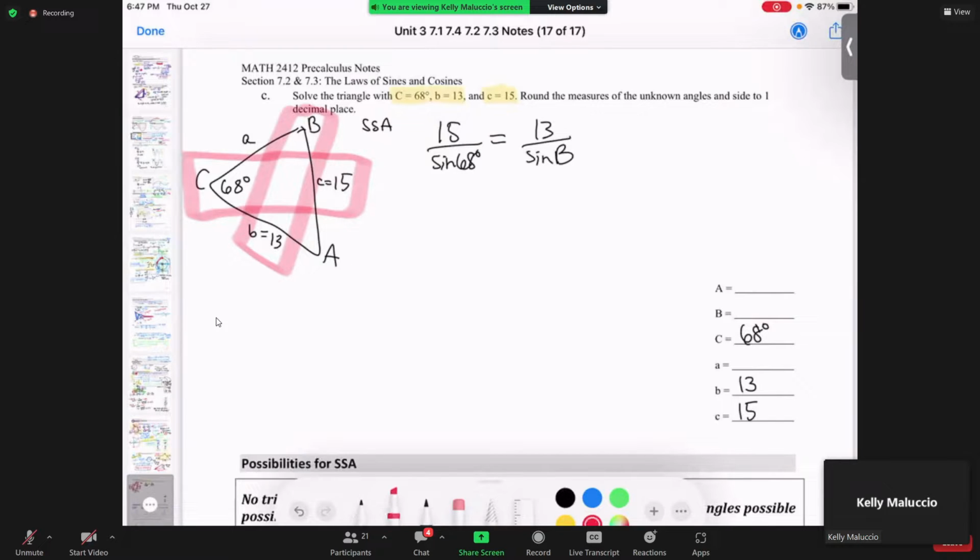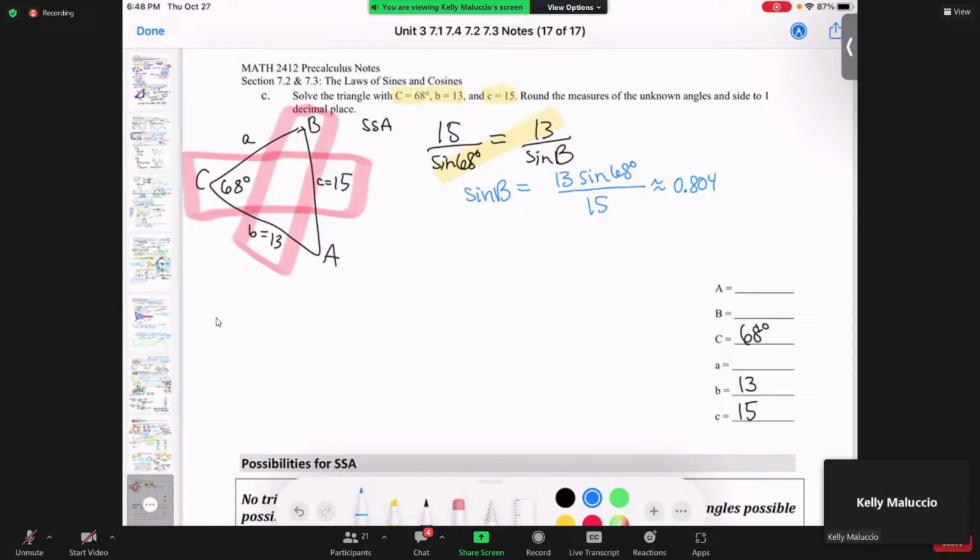Then I do my cross multiplying. It'll just be 13 times sine 68 divided by 15. So sine of B is going to equal 13 sine of 68 degrees over 15. Now, after what we just saw, I want to check: is this between -1 and 1? I get about 0.804, so now we're good to go. I'm feeling good about it.